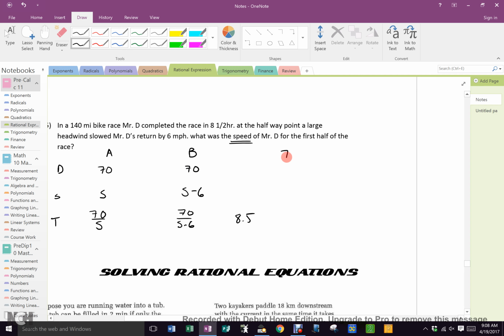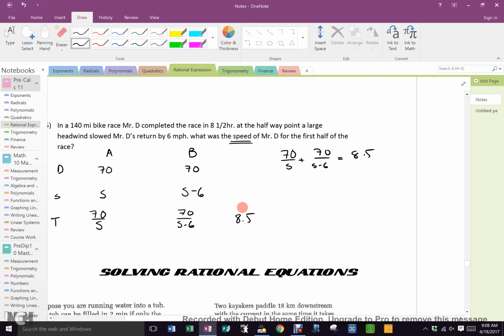It has to be 70 over s plus 70 over s minus 6 has to equal 8.5. Yes? Right? That's the only one that we can make an equation for. Because this is an expression. This is not a rational equation because there's no unknowns. So I have to use this one, yeah?